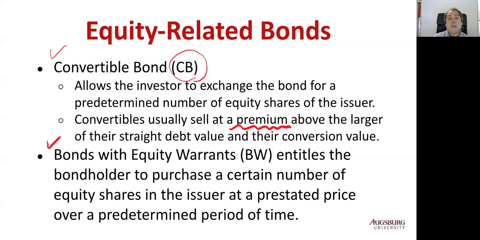The second equity-related bond is the BW, bond with equity warrants. It's very similar, but it entitles the bondholder to purchase a certain number of equity shares in the issuer at a pre-stated price over a predetermined period of time. So it gives the right to buy some shares at a certain price. This is called the BW. These bonds can be converted to equity, which is why we call them equity-related bonds.